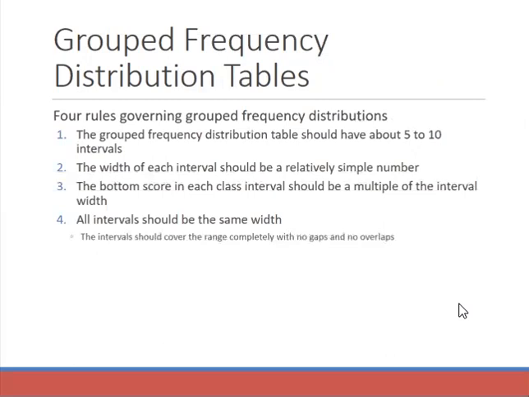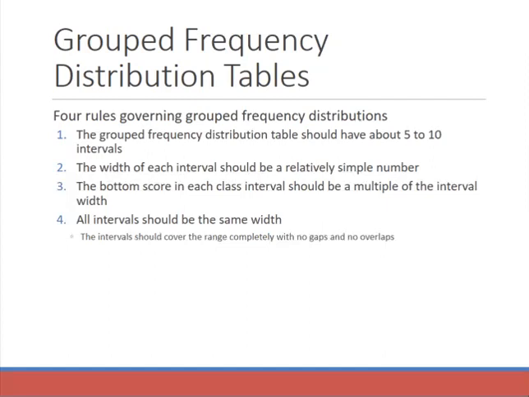So we use 4 basic rules to determine how we're going to do this. The goal is to have about 5 to 10 intervals. More than 10 becomes cumbersome. Less than 5 really just means you're losing detail in the data. You want the width to be relatively simple, 5, 10, 20. You don't want a width to be something like 3 where it's hard to keep track of.